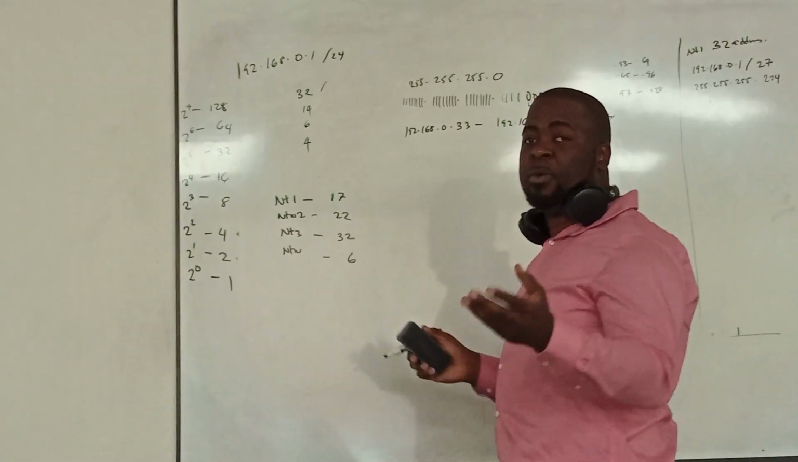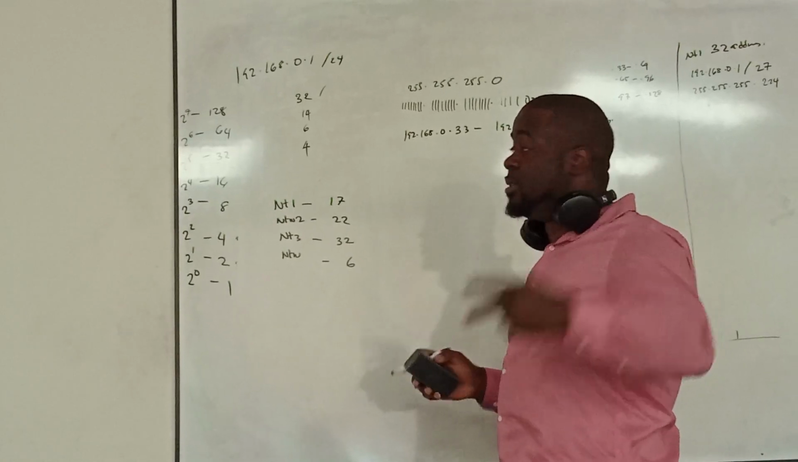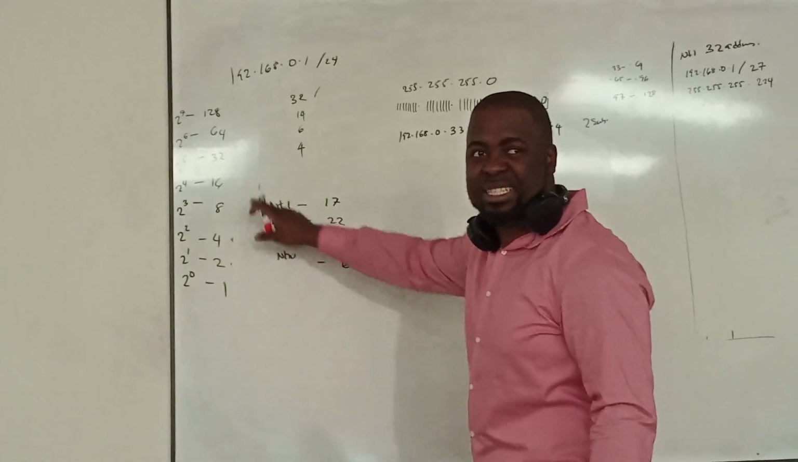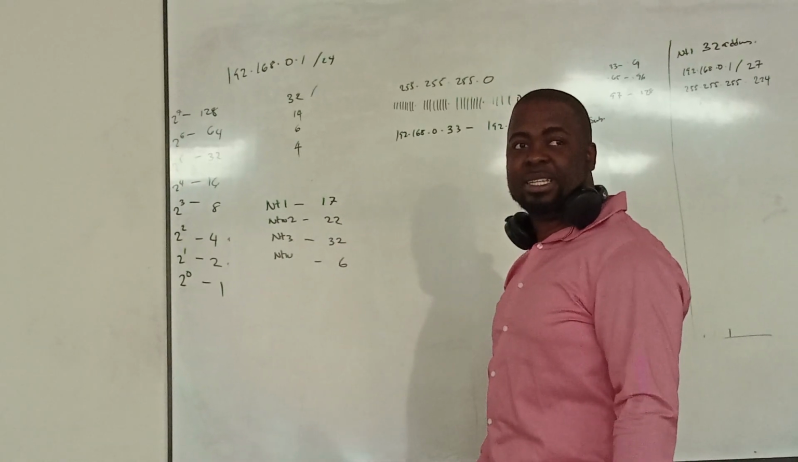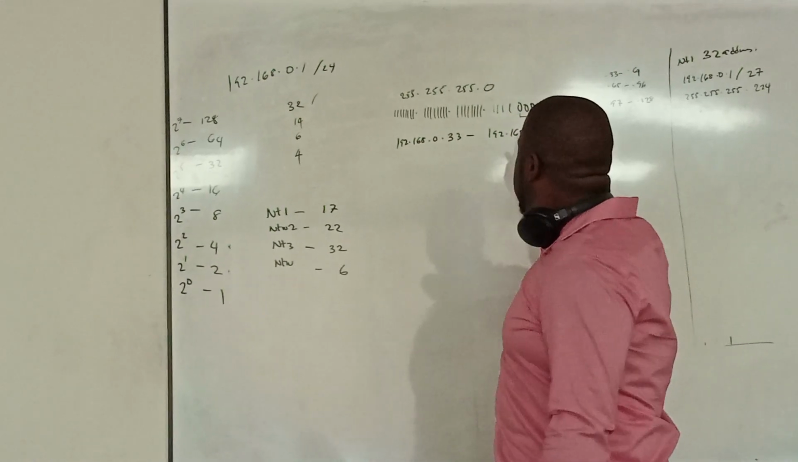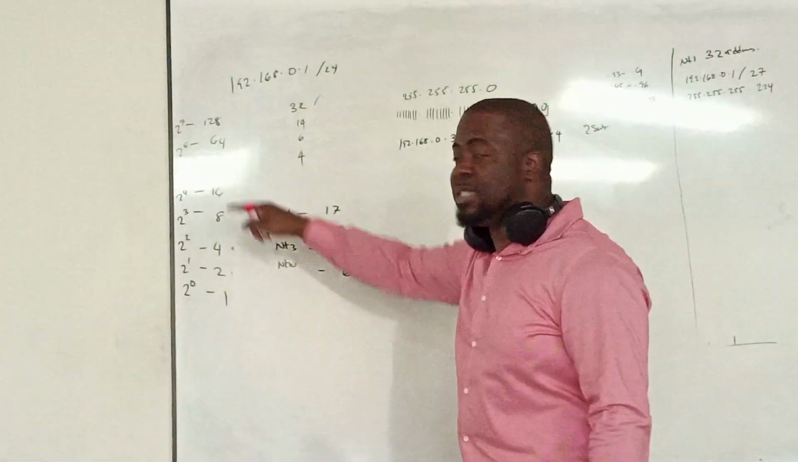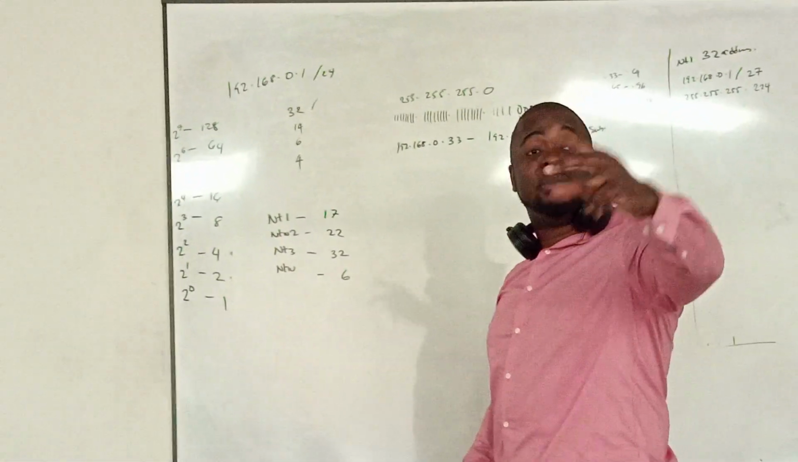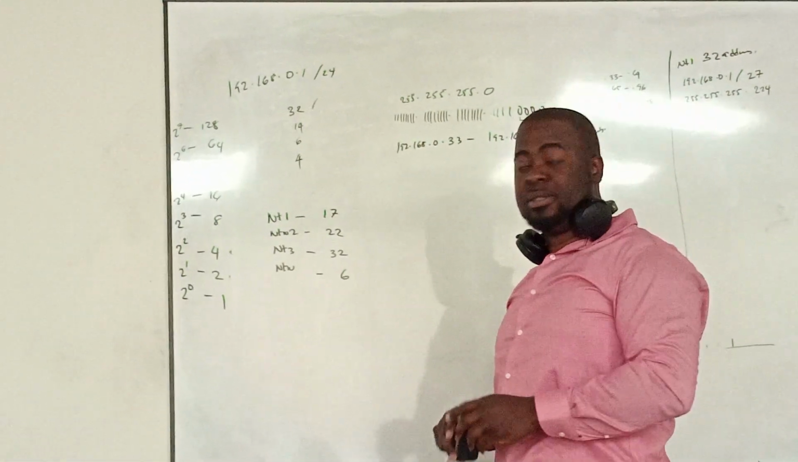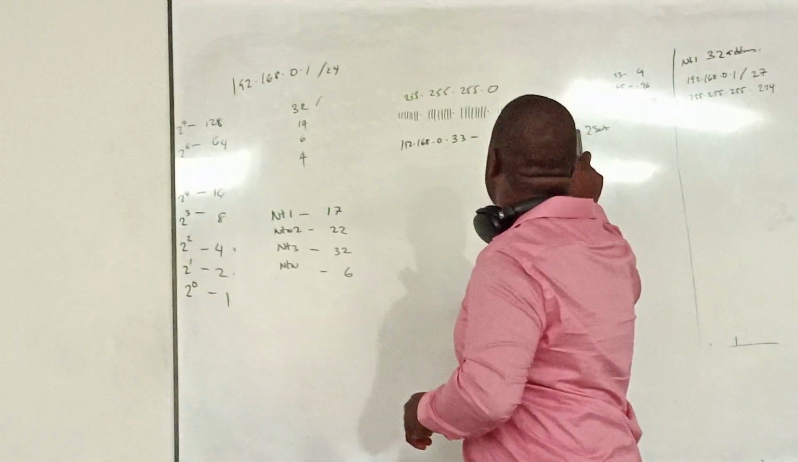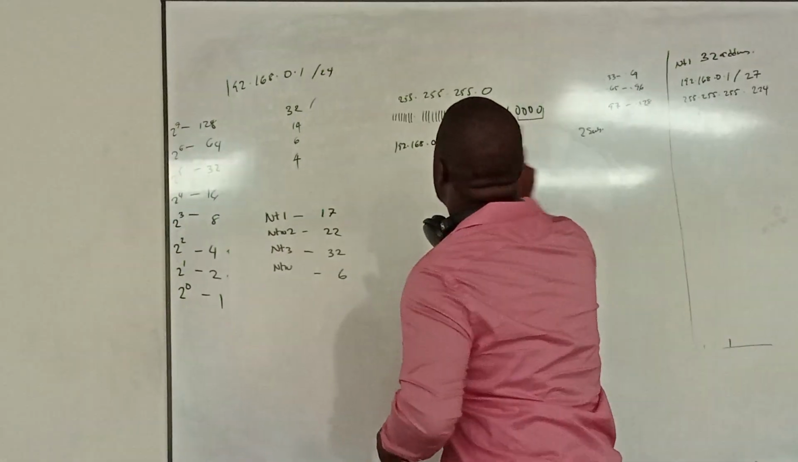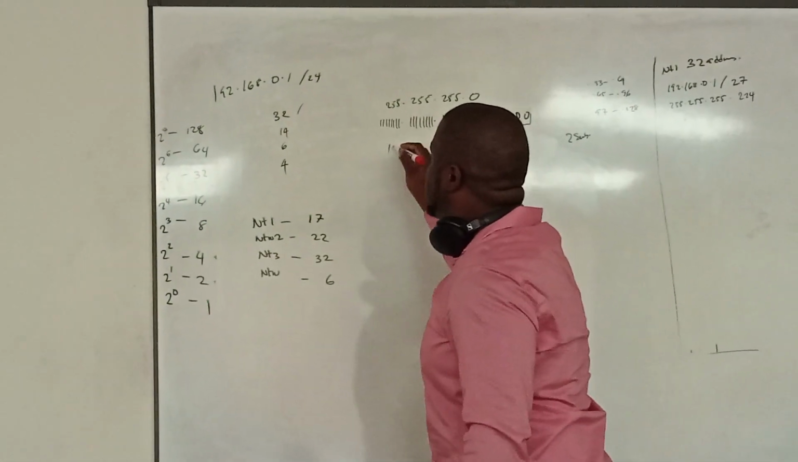So let's look at the subnet. What is our magic number? 16. Because how many bits do you have for the host? 4. 2 to the power of 4 is what? 16. The magic number tells you the size of the subnet. Okay, so let's do that really quick. So we are doing 192.168.